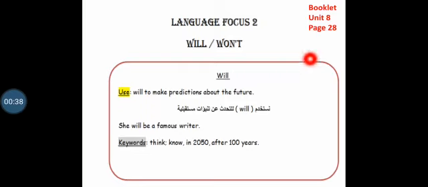Now, let's begin with this slide, and it's from your booklet, Unit 8, page 28, Language Focus 2, will and won't. Will. We use will to make predictions about the future. Predictions about the future. For example, she will be a famous writer. It is a prediction in the future. The keywords for using will or won't: we can find the verbs think, know, in, and any year or date in the future, for example 2015, and after 100 years.